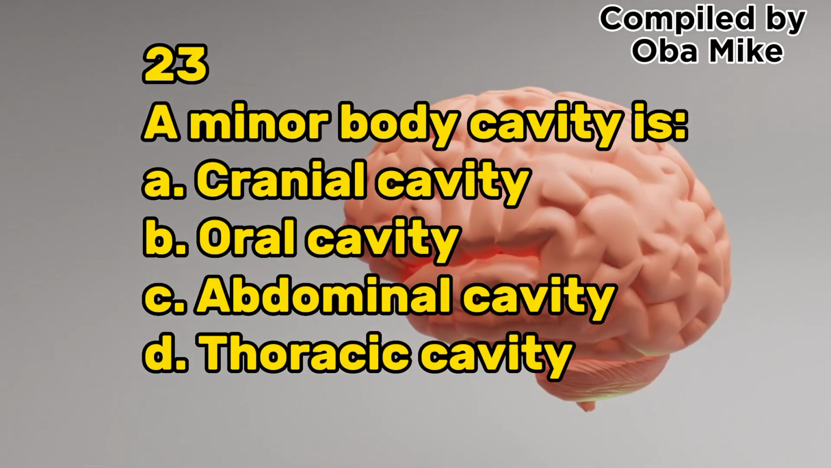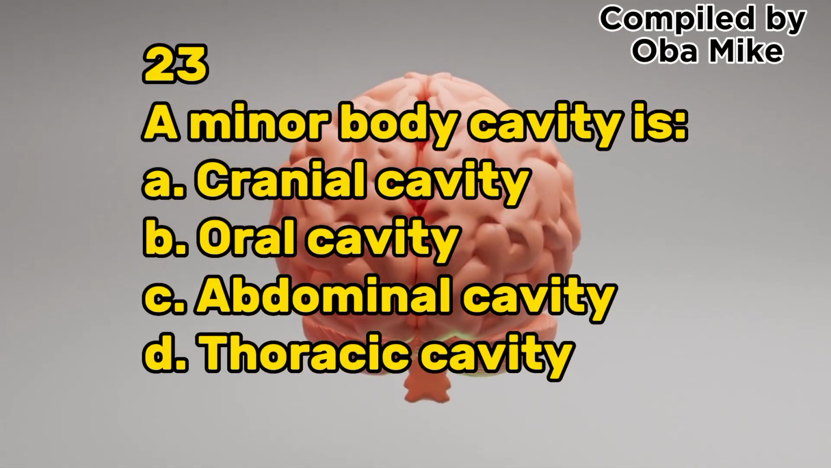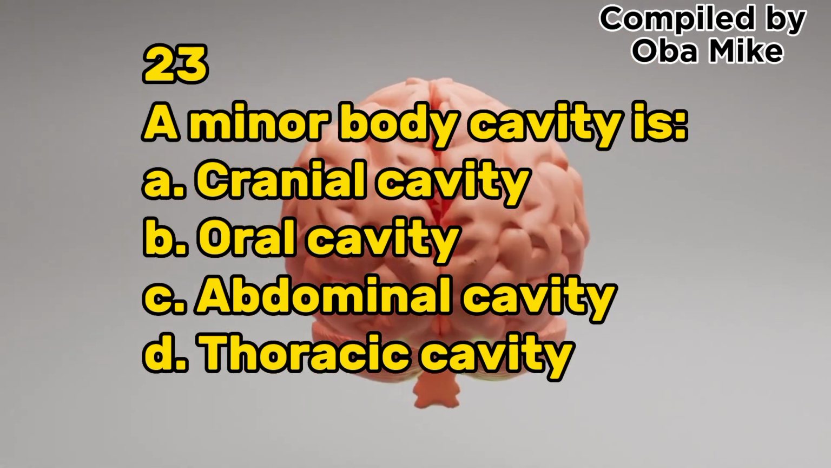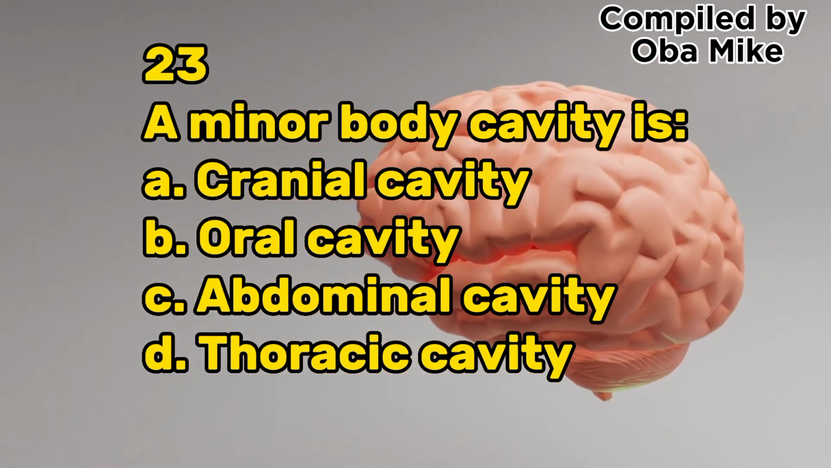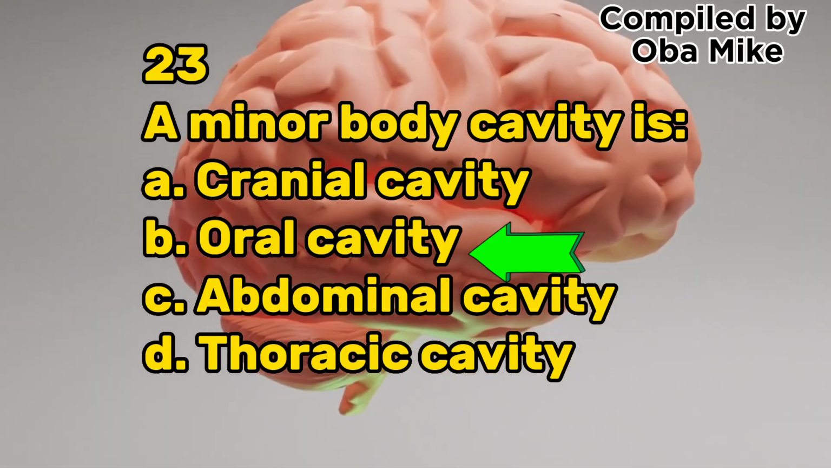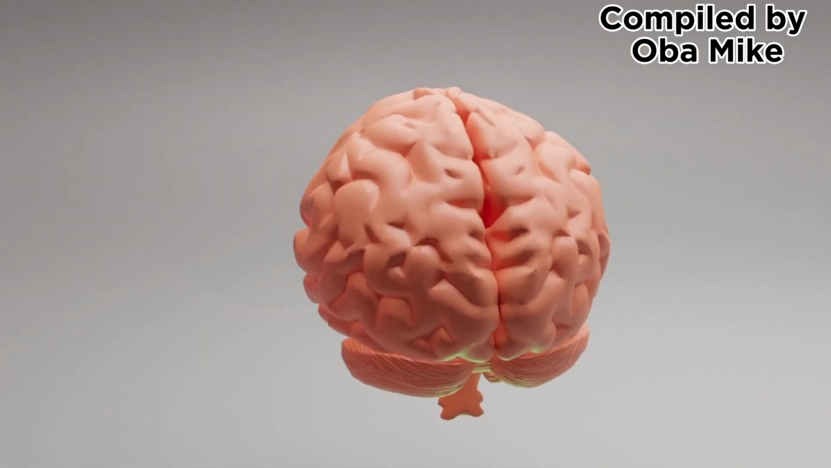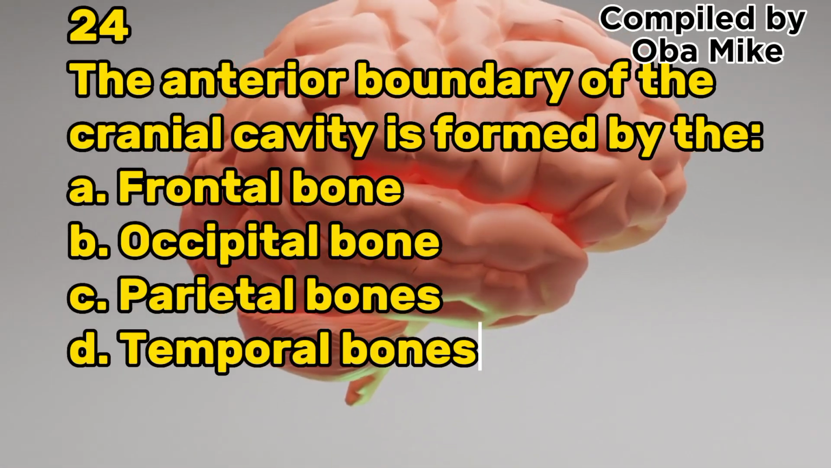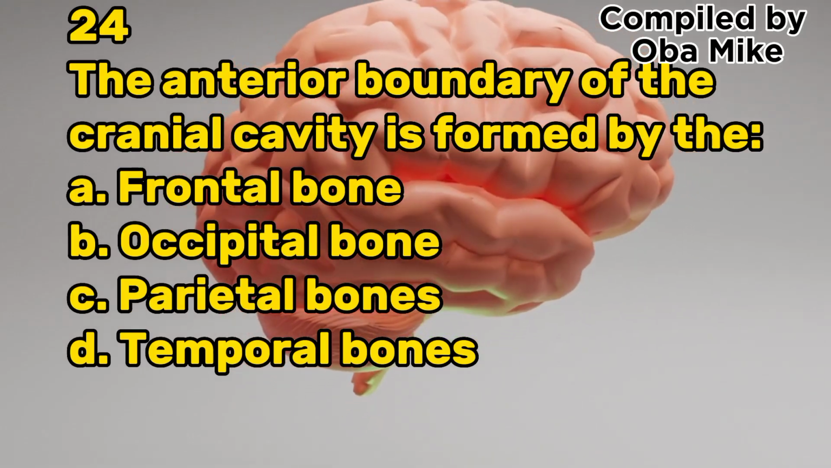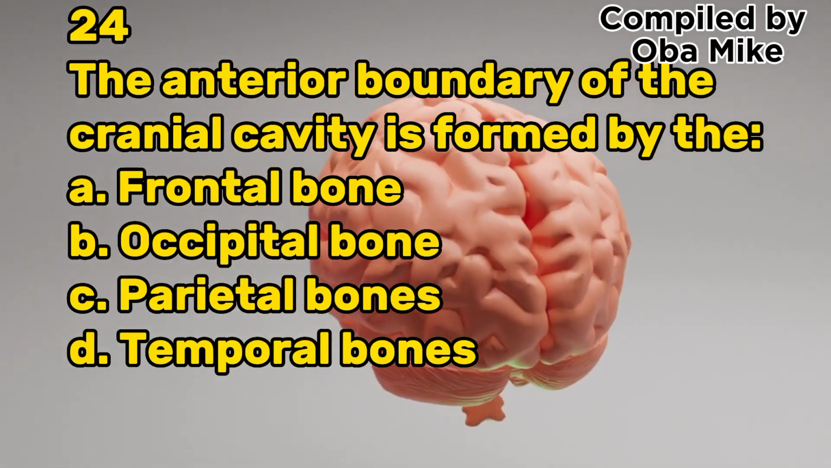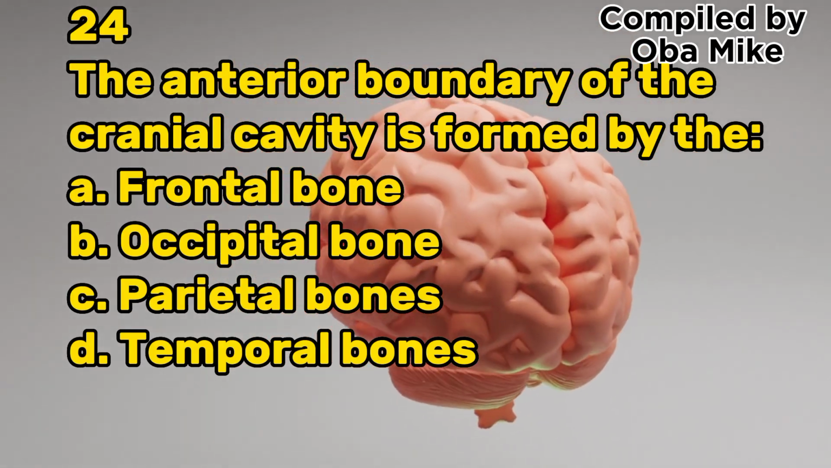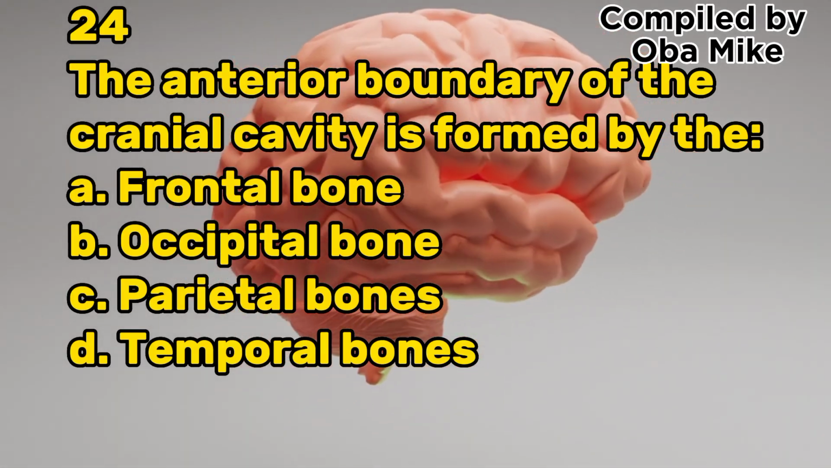23. A minor body cavity is A. Cranial cavity, B. Oral cavity, C. Abdominal cavity, D. Thoracic cavity. 24. The anterior boundary of the cranial cavity is formed by the A. Frontal bone, B. Occipital bone, C. Parietal bones, D. Temporal bones.